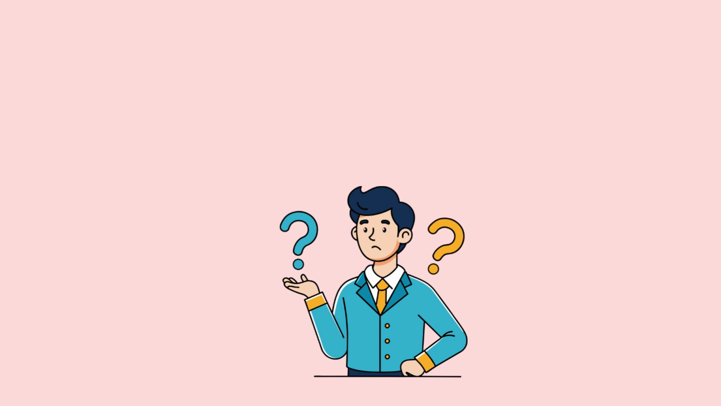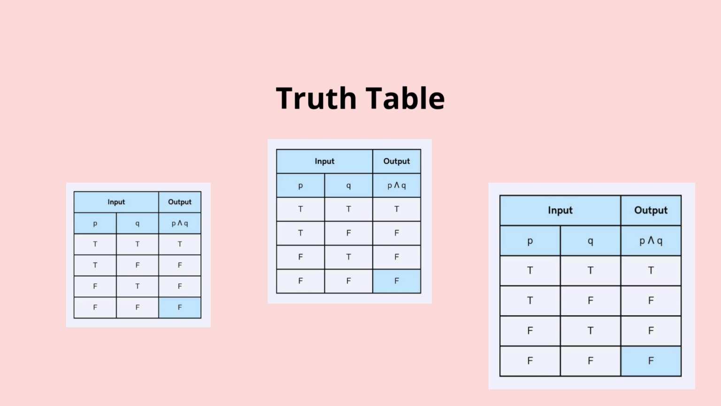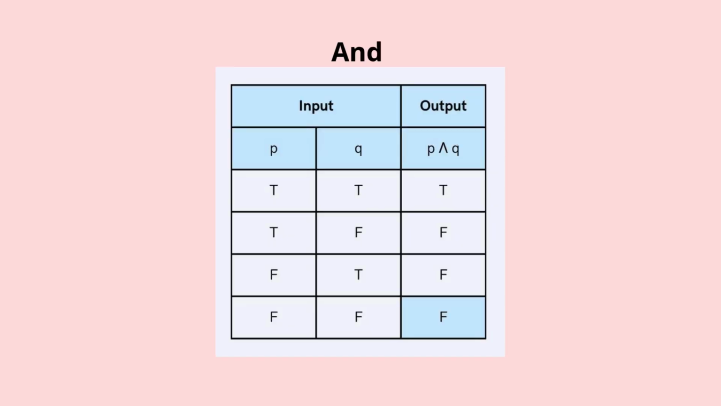But how do we prove whether a statement is true or false? With a truth table, we can test all possibilities. So we will do the explanation of the truth table.